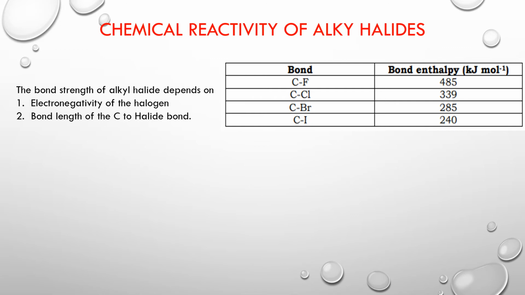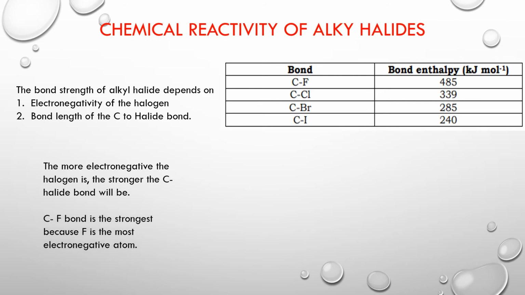Now let's talk about electronegativity. Why is the carbon fluoride bond very strong? Because fluorine is a very electronegative atom. So the more electronegative the atom is, the stronger the carbon and halide bond will be. So that basically explains the high bond energy for carbon fluoride. The carbon fluoride bond is the strongest because fluorine is the most electronegative atom compared to iodine.